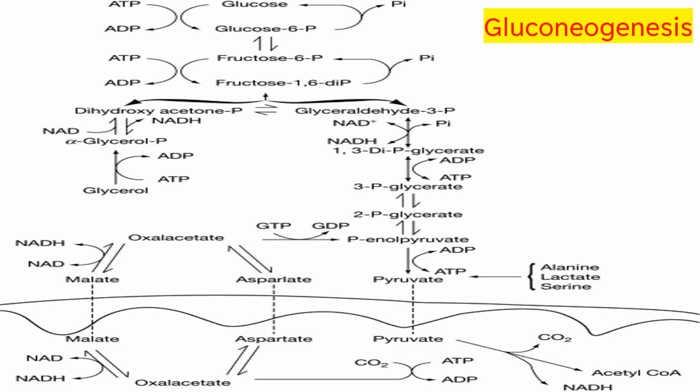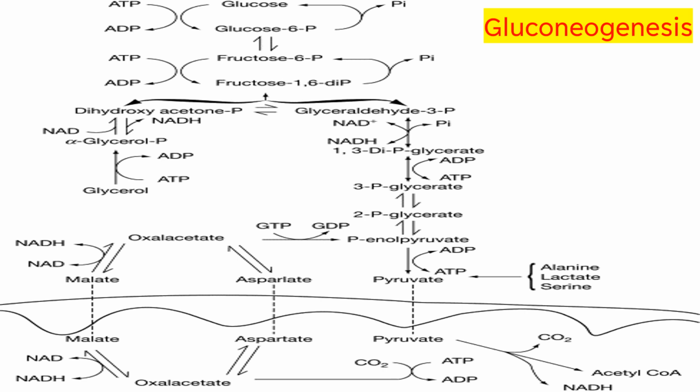Gluconeogenesis refers to the synthesis of new glucose from non-carbohydrate precursors. It provides glucose when dietary intake is insufficient or absent. It also is essential in the regulation of acid-base balance, amino acid metabolism, and synthesis of carbohydrate-derived structural components. Gluconeogenesis occurs in the liver and kidneys.